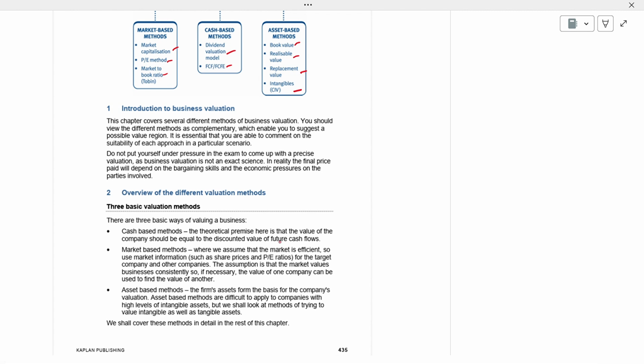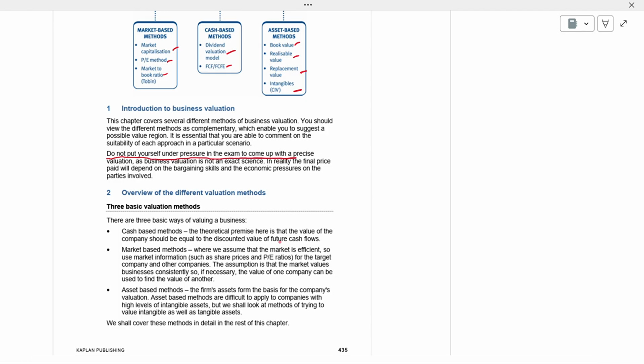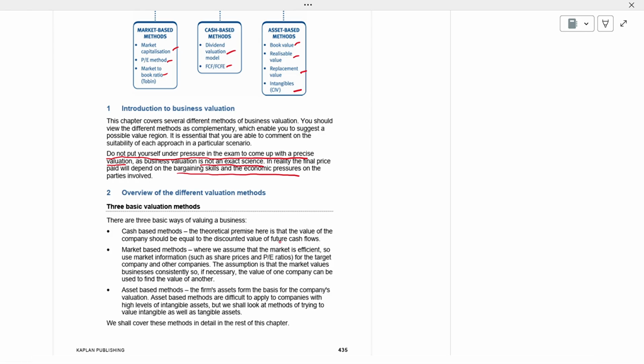See, they mention very clearly: do not put yourself under pressure in the exam to come up with a precise valuation, as business valuation is not an exact science. In reality, the final price paid will depend on the bargaining skills and economic pressures on the parties involved. Okay, it means we can use one of the methods with proper justification.